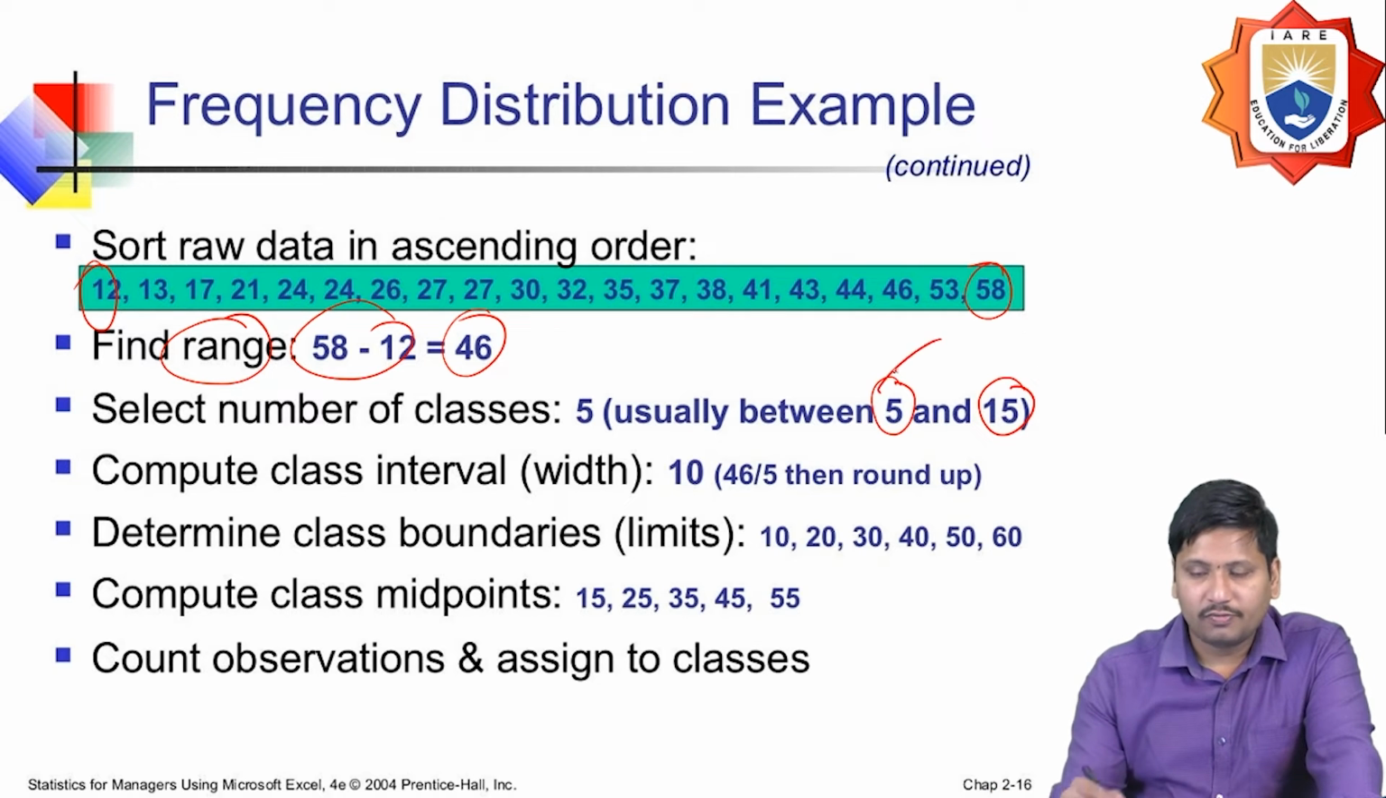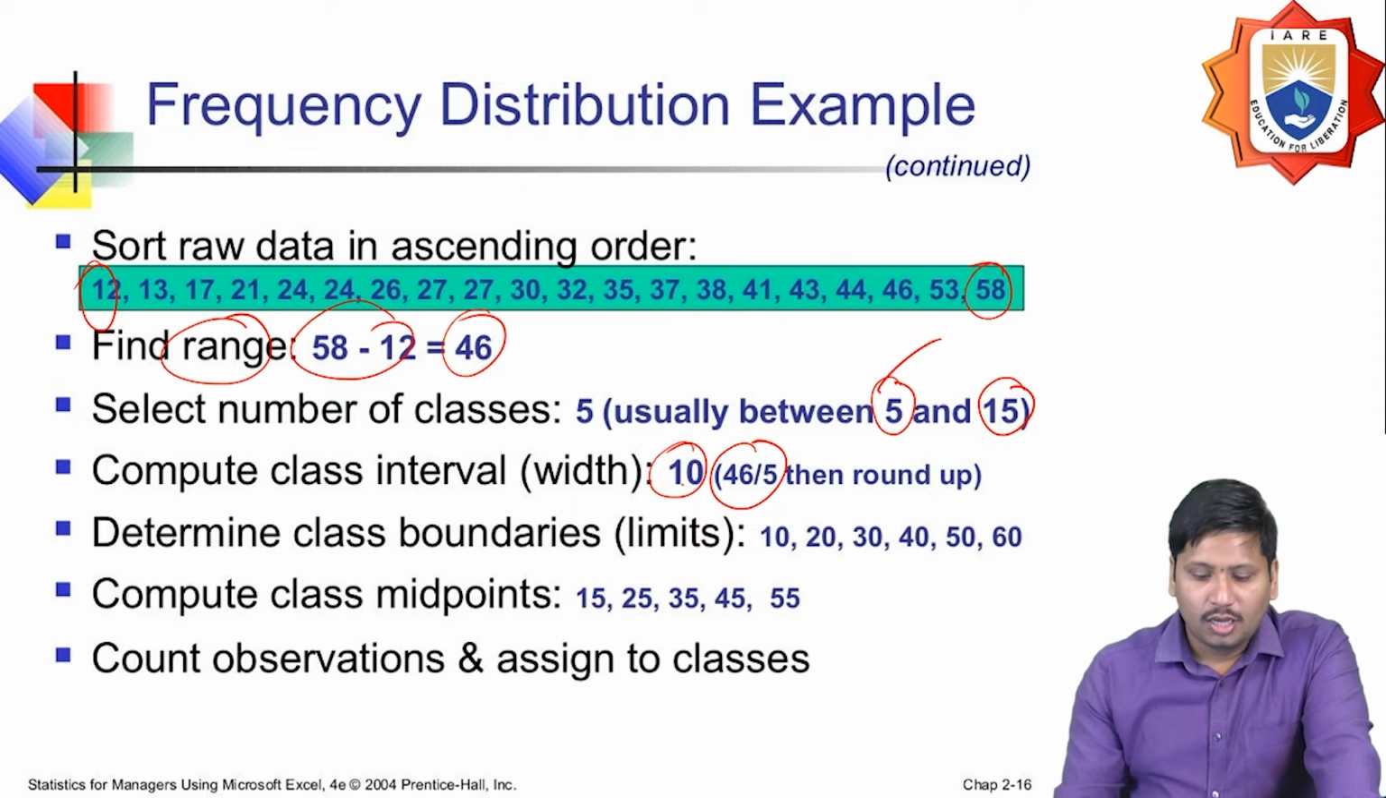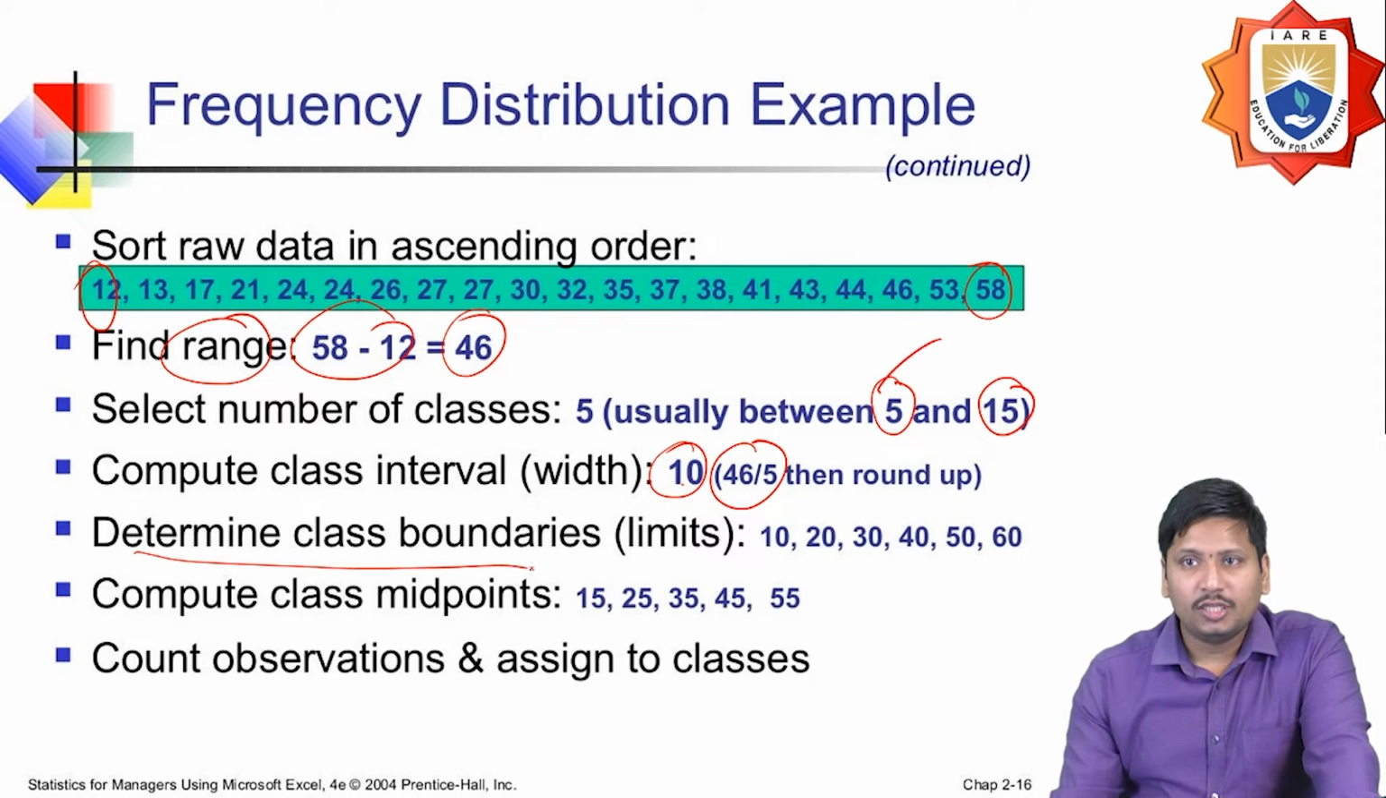So I'm going to select the 5 here, and compute the class interval width. So that should be 10. How am I able to get this? 46 divided by 5, how much should it be? Nearly 10, that should be rounded off, right? And determine the class boundaries is the next thing.